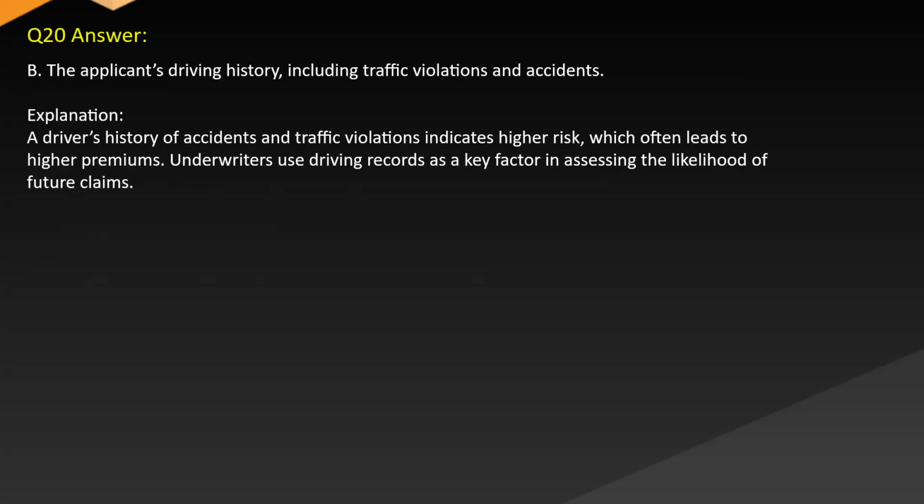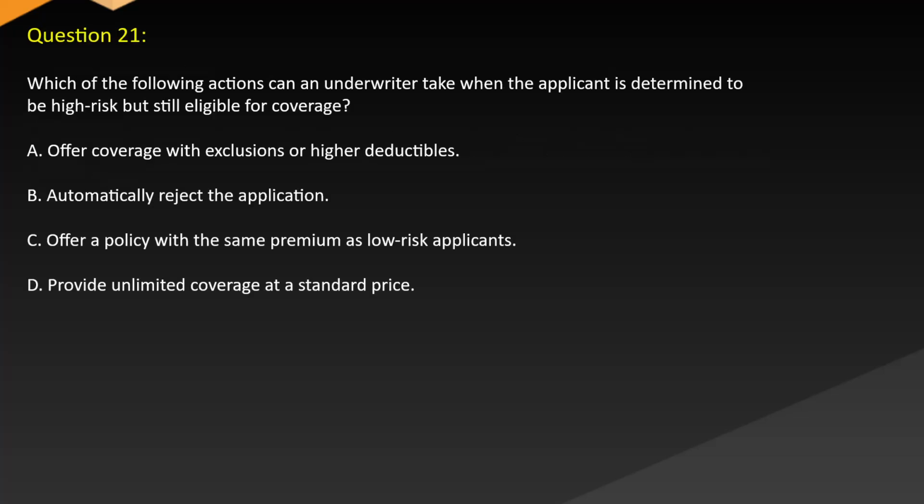Answer B. The applicant's driving history, including traffic violations and accidents. Explanation: a driver's history of accidents and traffic violations indicates higher risk, which often leads to higher premiums. Underwriters use driving records as a key factor in assessing the likelihood of future claims. Question 21. Which of the following actions can an underwriter take when the applicant is determined to be high risk but still eligible for coverage?